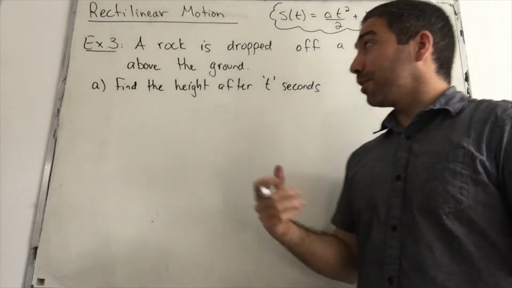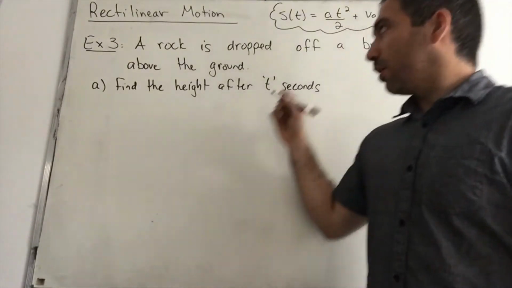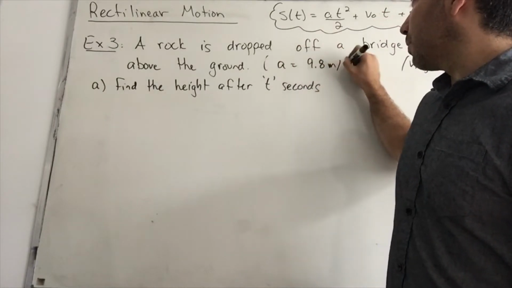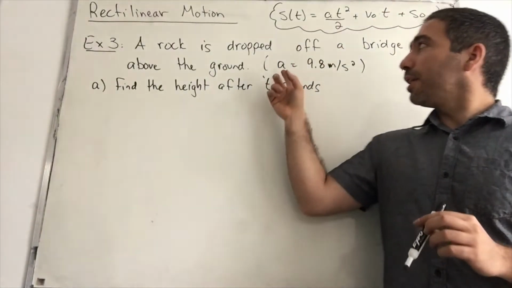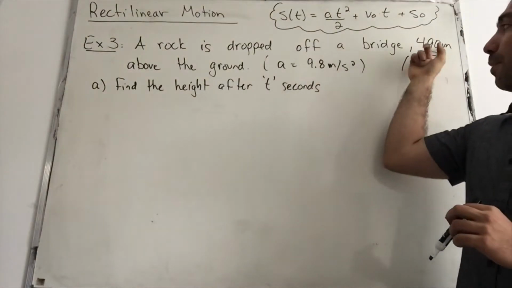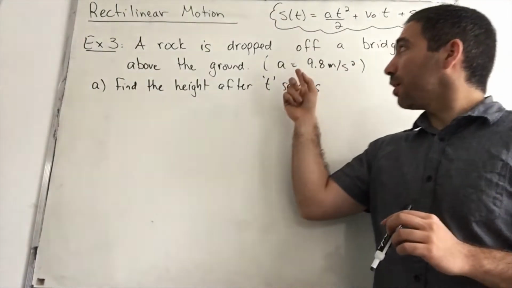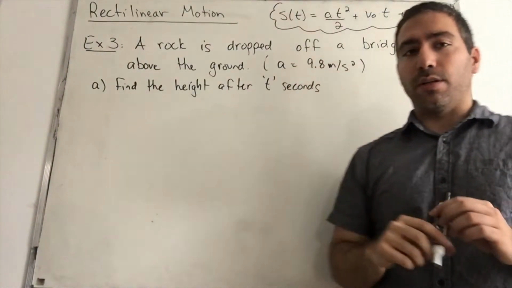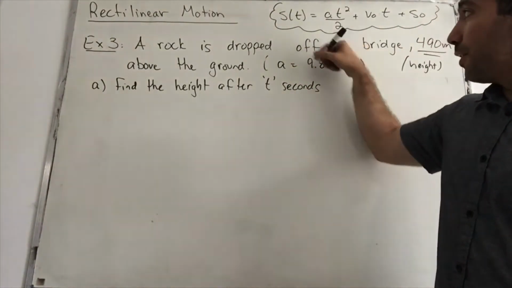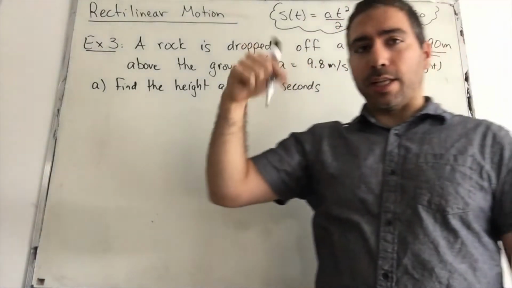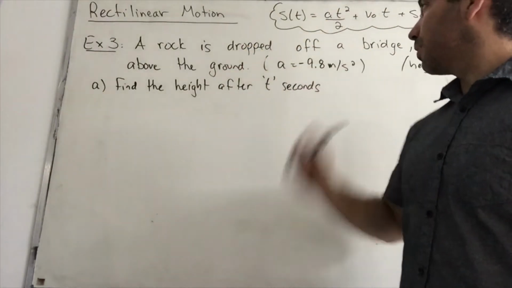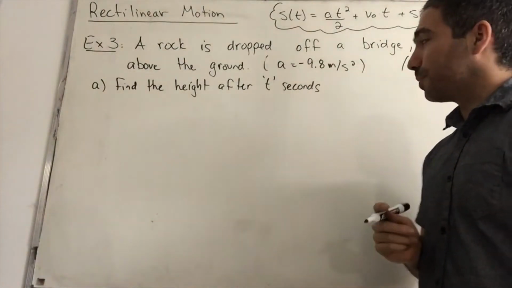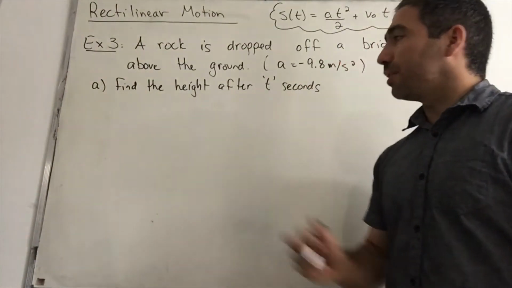This is happening on planet Earth, so we're assuming acceleration to be 9.8 meters per second squared. Another thing, just be careful. You're working in meters here, so make sure that it's 9.8 meters per second squared. If you have to use feet, make sure you convert appropriately. The other thing is because acceleration is in the downward direction, we put a negative in front. So the gravitational acceleration is negative 9.8 meters per second squared, and we want to find the height after t seconds.